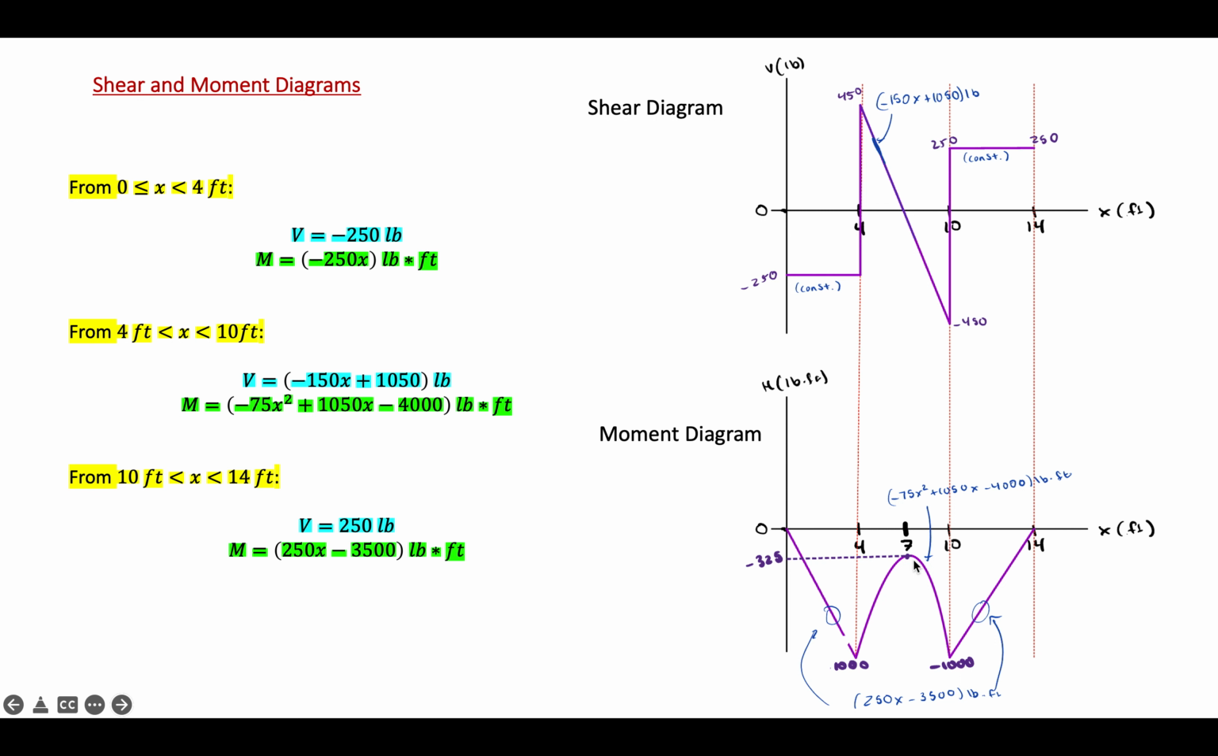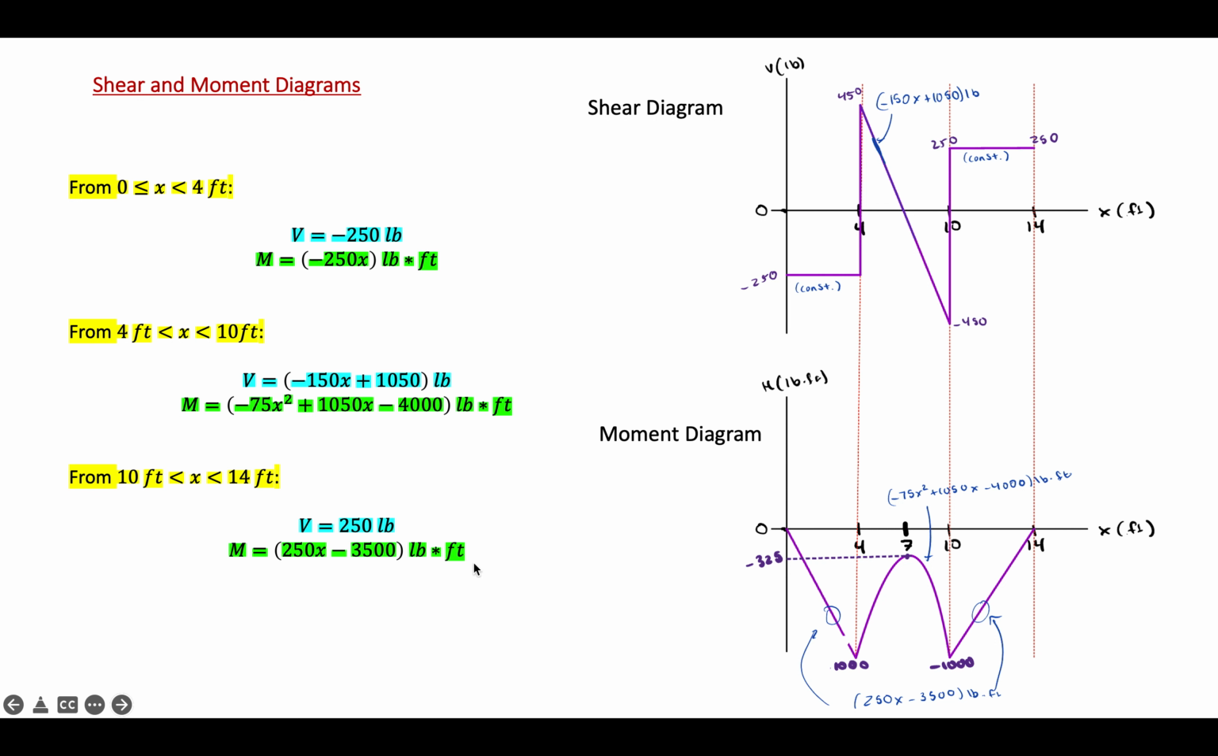To find the top part of this downward parabola, we can take the derivative of M, which is also the shear function, and make this equal to 0, and we get x equals 7. We set it equal to 0 since shear is the slope for the moment, and the slope at the very top here is going to be 0. Plugging 7 back into the moment function, we get negative 325 pound-feet.